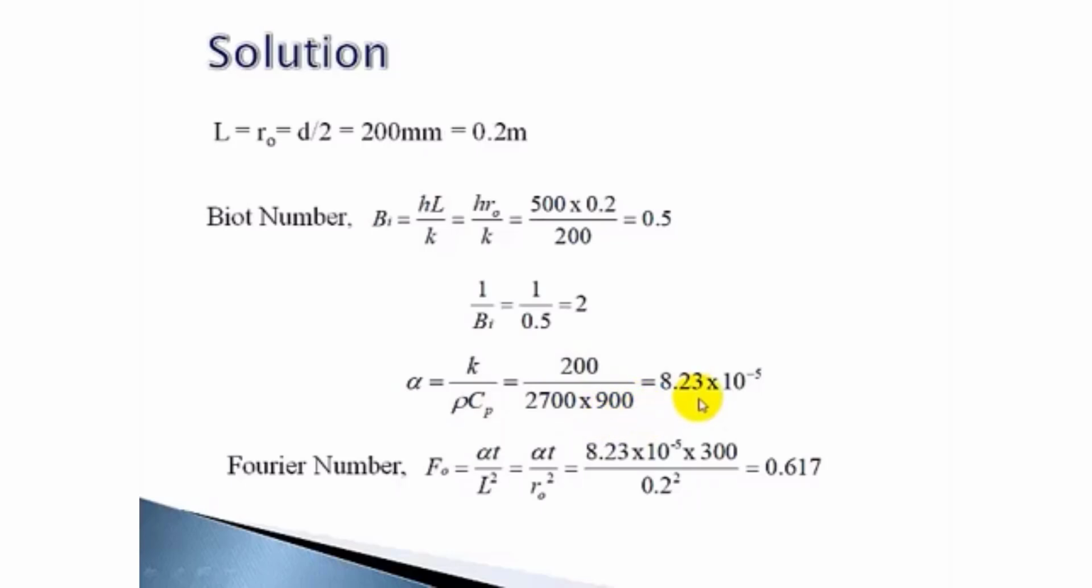Substituting that, you get thermal diffusivity as 8.23 into 10 raised to minus 5. This thermal diffusivity is in meter square per second, so the unit has to be specified. And Fourier number is alpha t by L square, here alpha t by R naught square, because the characteristic length is R naught in this case. Substituting the values, you get Fourier number as 0.617. These are the two quantities you have to pick, 1 by Biot number and Fourier number.